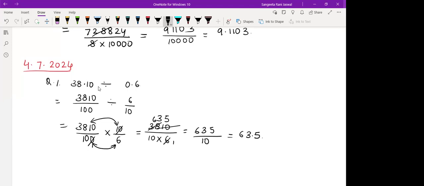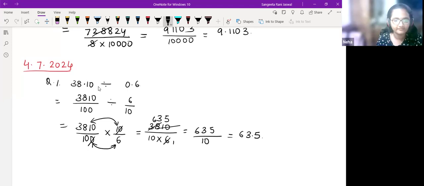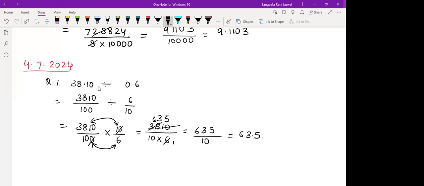Do you remember the fraction division? How do we divide the fractions? Before the decimals chapter, we had done the fractions chapter. Ma'am, the only thing is that we need to reciprocate. Yes, the only thing is to just convert this decimal to fraction form. Okay? Okay, ma'am. Got it.